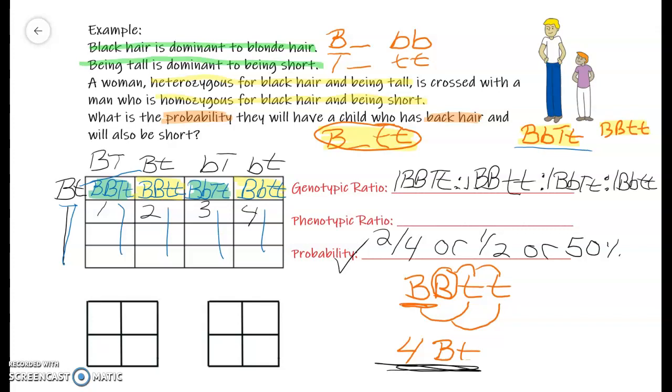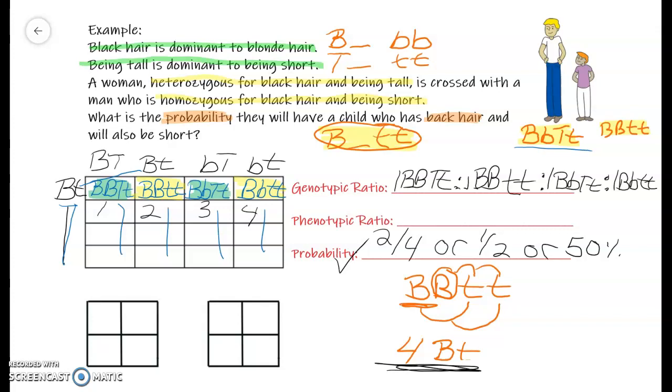So it's a 1 to 1 to 1 to 1 ratio. As far as a phenotypic ratio goes, you can see over here where I highlighted, of the 4 possible genotypes, 2 of them in green are black haired and are going to be tall.